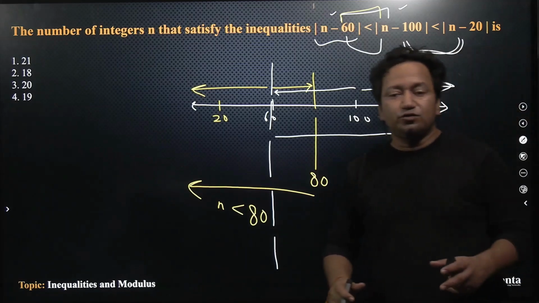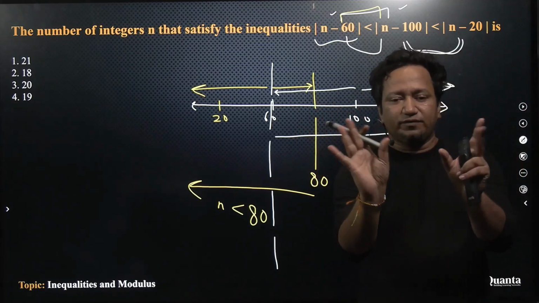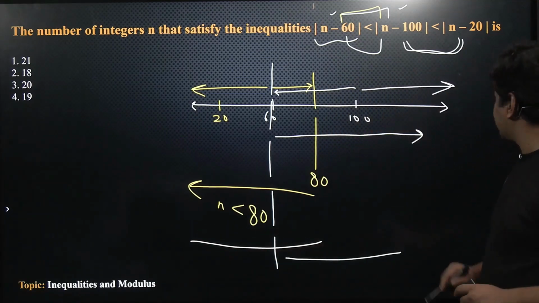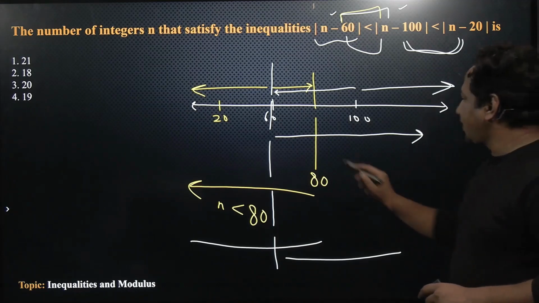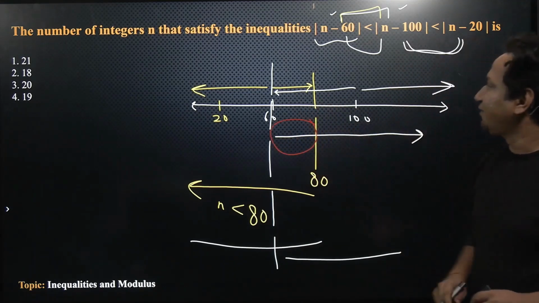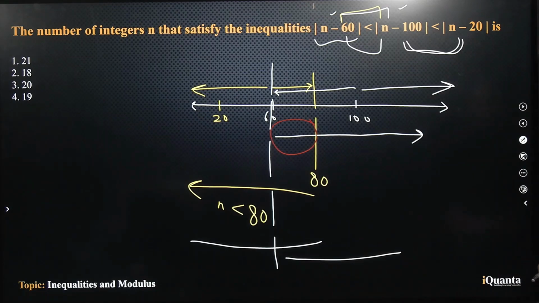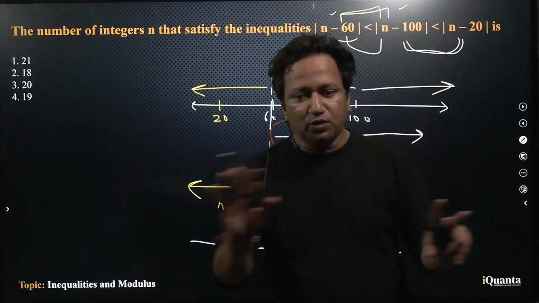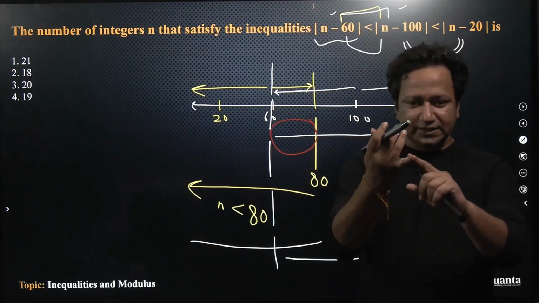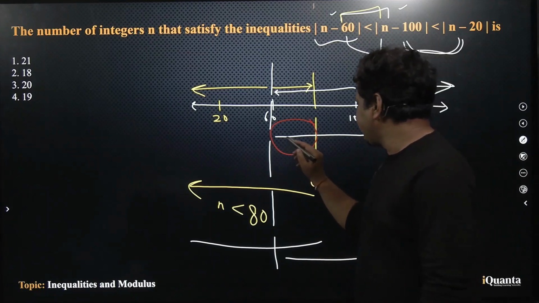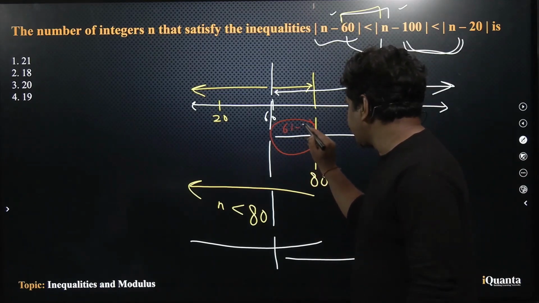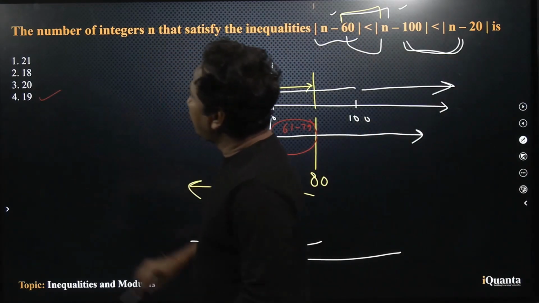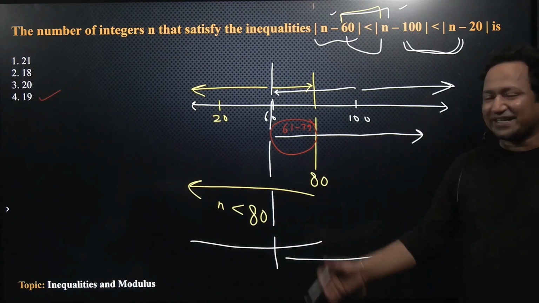Now we have to find the common area between both of them. In between this and in between this, what is common? The common part is this one. So basically, how many values do we have here? 60 and 80 excluded, we have 61, 62, 63 till 79. So 61 to 79 is what we have. How many values do we have? 19 values. We'll just mark 19 and get it correct.